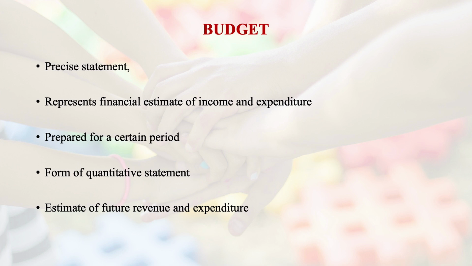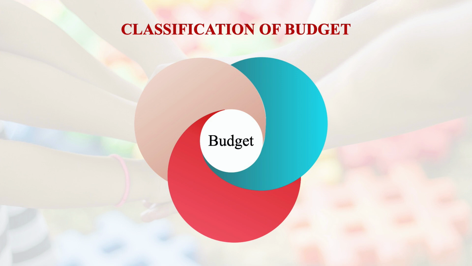When we talk about the classification of budgets, a budget can be classified based on the time period, based on flexibility, and based on the functions of the organization. So there are three bases on which budgets can be classified: time, flexibility, and function. Whatever the requirement of the organization is decides what kind of budget the organization should have.